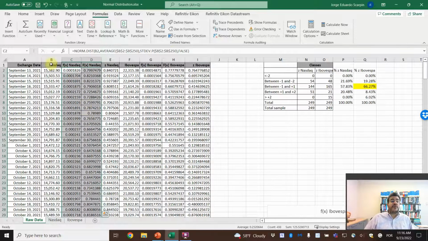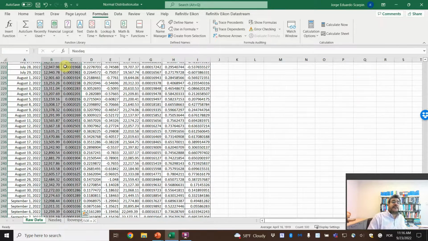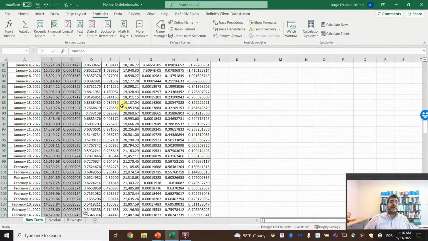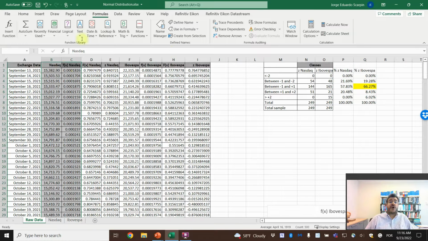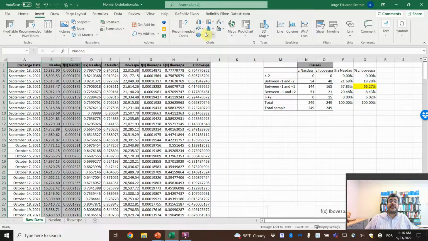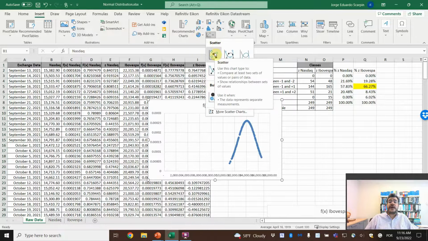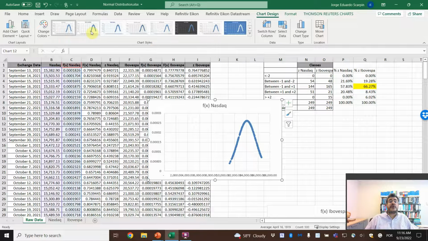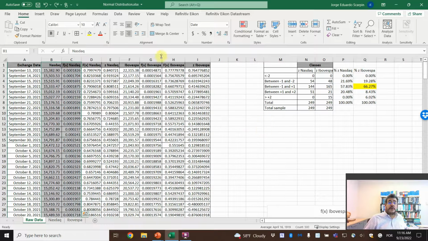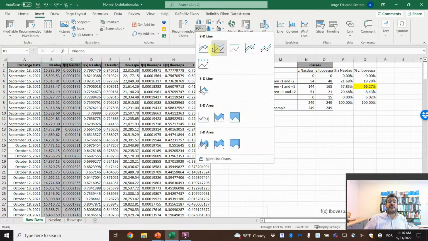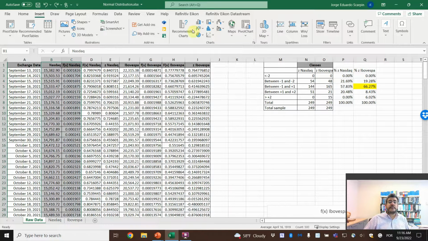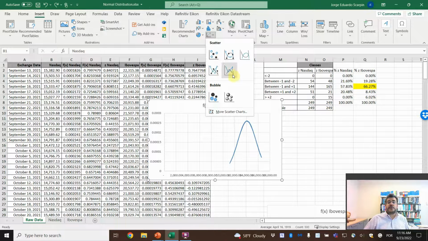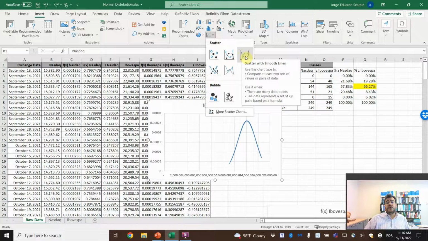Okay. So how do we do the chart? We select the X and the FX. So the false. And we create a scatter plot. So scatter. And then here we have some different scatter plots, and we can choose any scatter plot that we want, because here it will be, and then we can go on this one.